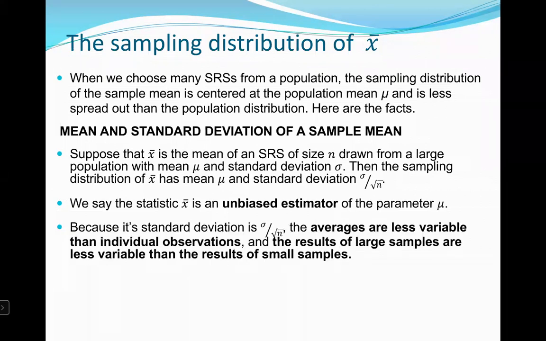Because its standard deviation is sigma divided by root n, the averages are less variable than individual observations, and the results of large samples are less variable than the results of small samples.